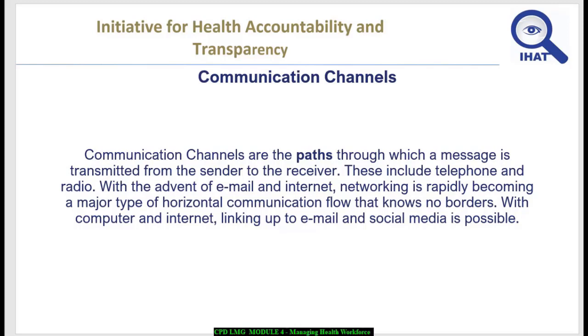We know that these channels are many, and today with the advent of emails and internet, networking is rapidly becoming a major type of horizontal communication flow, and this knows no borders. With computer and internet, linking up with email and social media is possible, and these are today playing a key role in health communication.